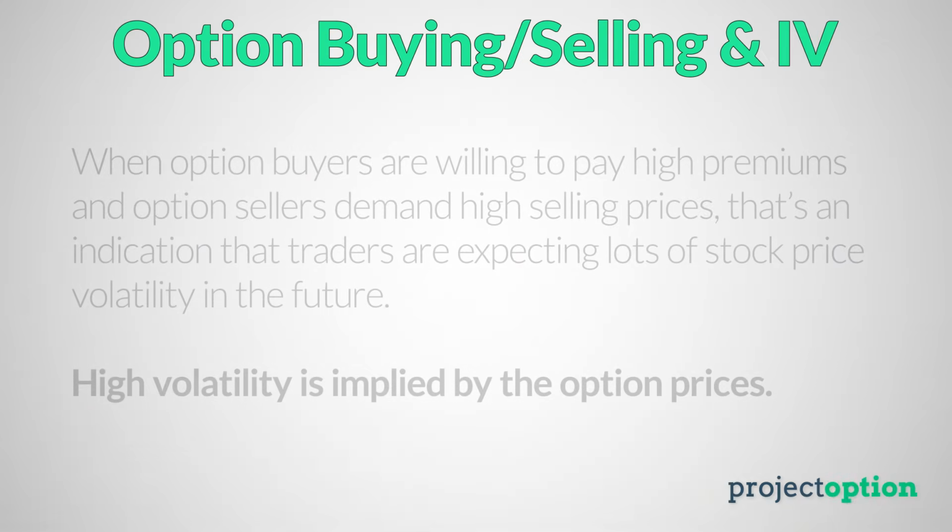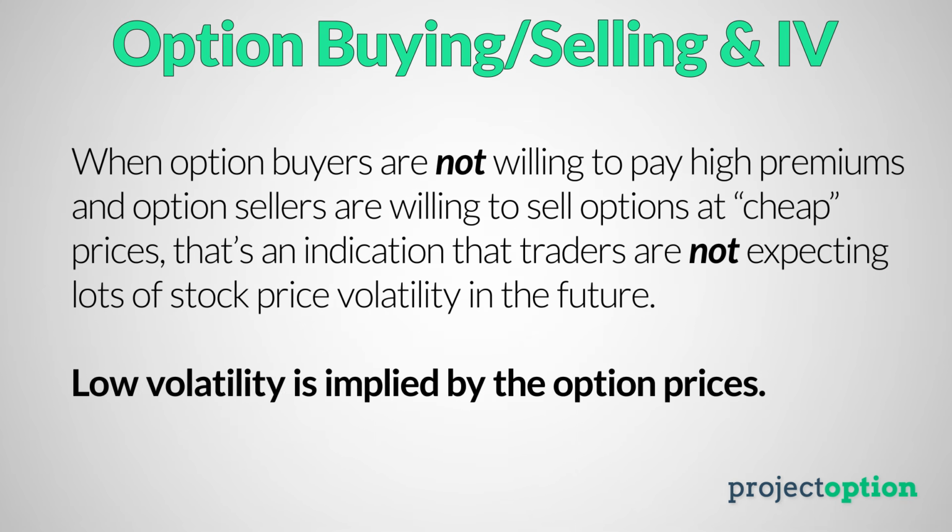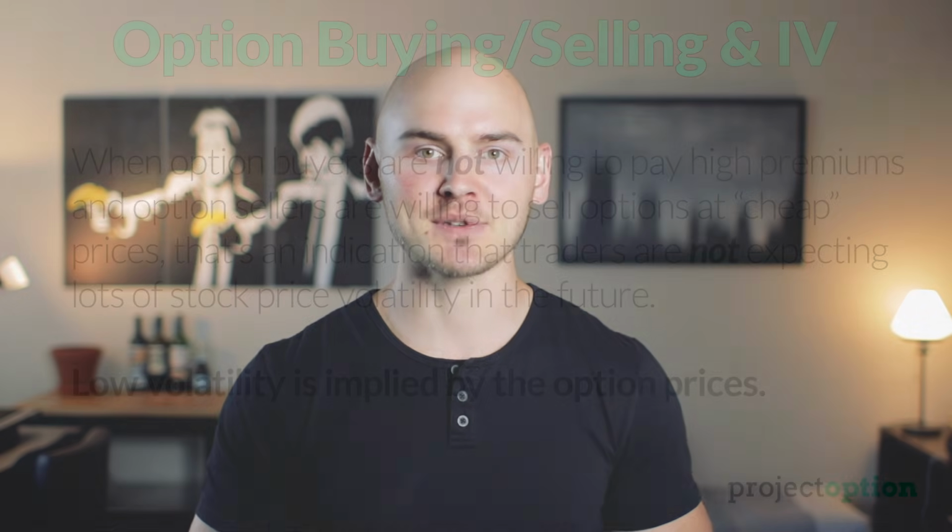When market participants trade options, they are either buying options or selling options. When option buyers are willing to pay more for a stock's options and option sellers demand more premium for selling a stock's options, that's an indication that the market is anticipating lots of volatility from that stock price in the future. Conversely, when option buyers are not willing to pay as much for those options and option sellers will collect less premium to sell those options, that's an indication that the market is not anticipating a lot of volatility from the stock price in the future. And we know that because the option buyers are paying less for the options, but more importantly, option sellers are willing to accept lower premiums for taking the risk by selling those options.